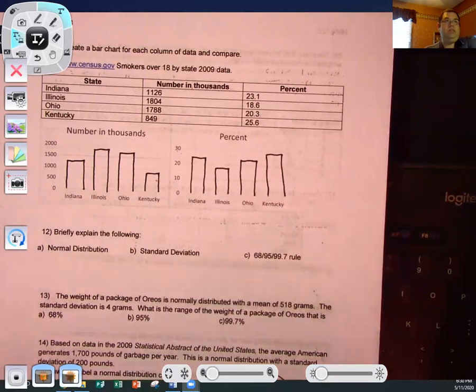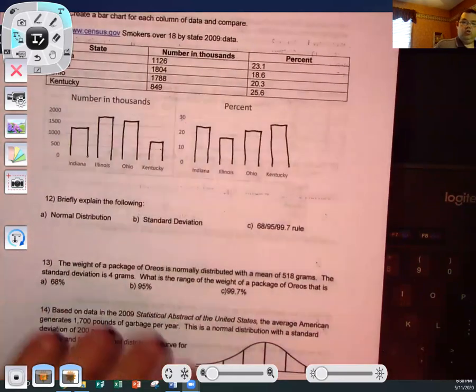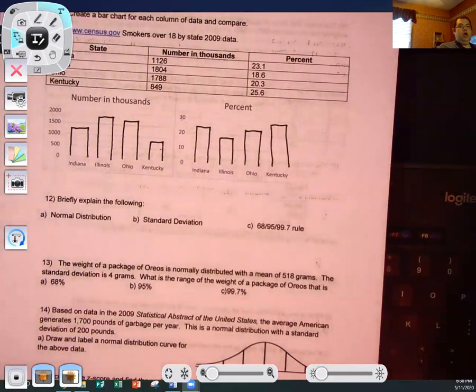Okay, so next up, now they want you to briefly explain the following. So the first thing they want you to briefly explain is normal distribution. So normal distribution comes from a histogram. So when we create a histogram based on large amounts of data, the graph will start to form this bell-shaped curve. So this bell-shaped curve that's formed is called a normal distribution curve.